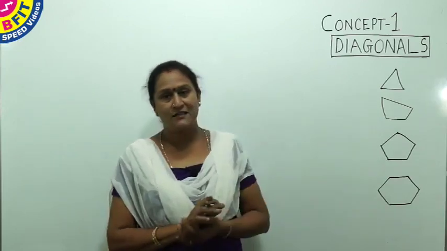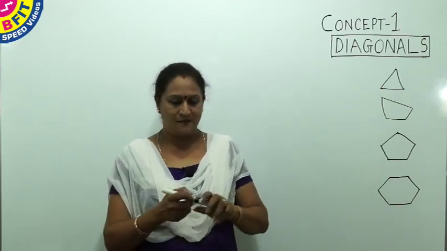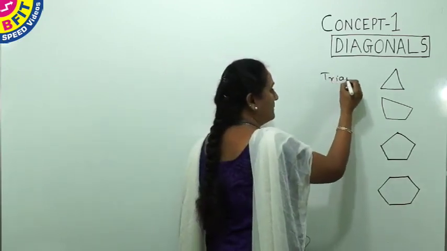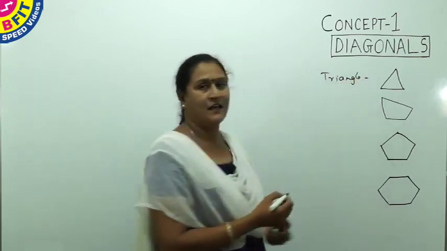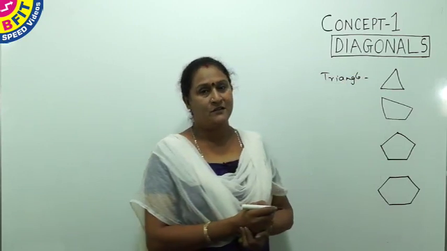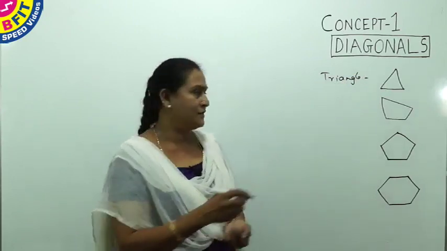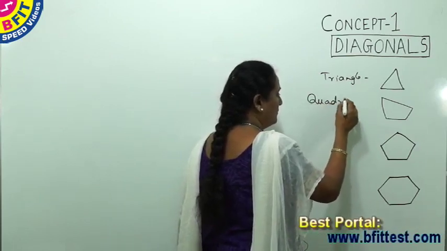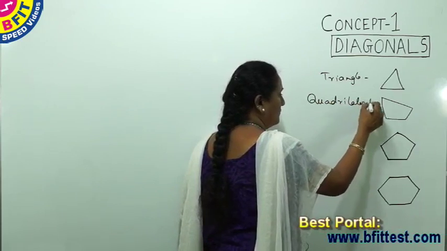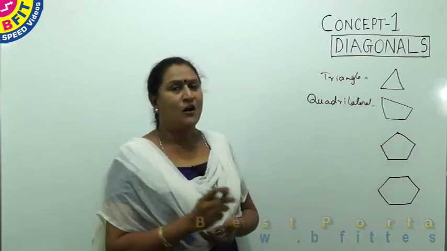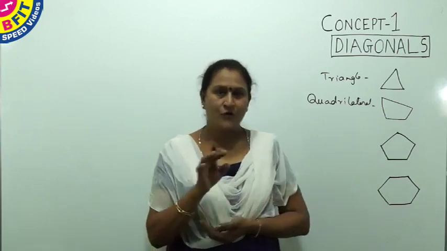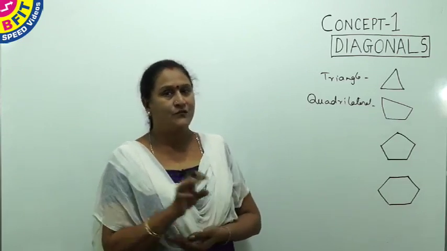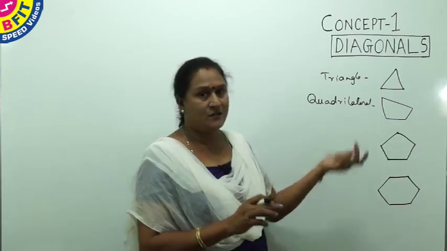If it has 3 sides, then it is known as a triangle. So a polygon which has 3 sides is a triangle. If it has 4 sides, then it is called a quadrilateral. And what is a square? A square has 4 sides. A rectangle, parallelogram, trapezium, all of which have 4 sides, are known as quadrilaterals.